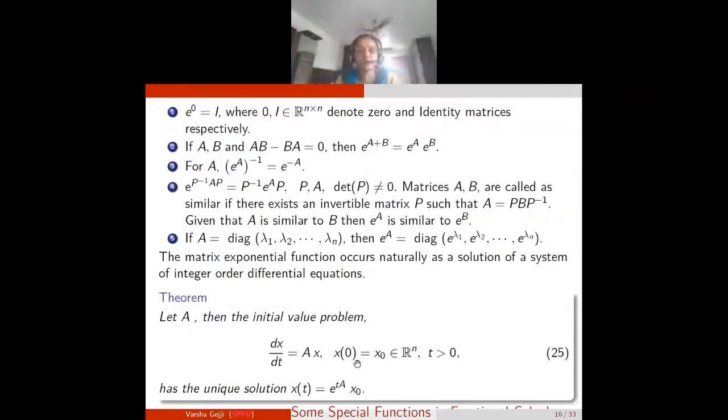So dx by dt is Ax, where x is now in Rn, a vector x1, x2, xn, and x1 dot, x2 dot, xn dot is a column, A is an n by n matrix. So this is a linear system with x(0) equal to x0, and x0 also has these n components. It has a unique solution in terms of e to the power tA x0. So here comes the exponentiation of this matrix. This is a very traditional and simple kind of topic.